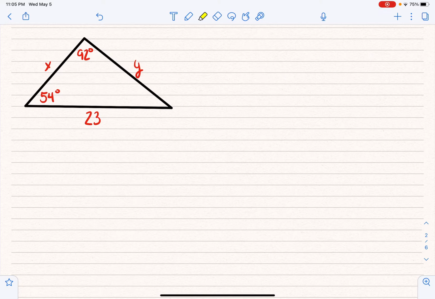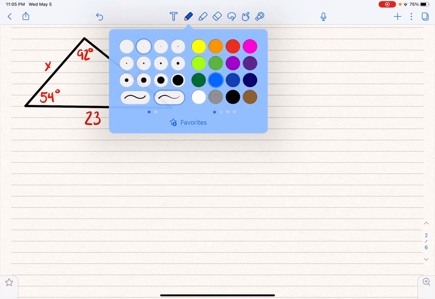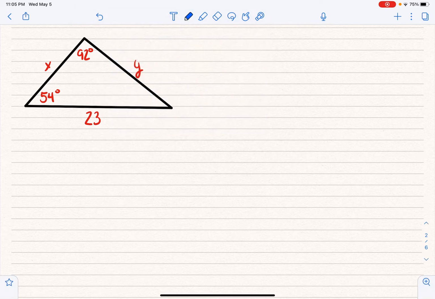Okay, hopefully you have it right now. I'm going to move through it real quickly because I think that you guys probably understand this real well. 54 plus 92 gives me 146. When I subtract that from 180, that leaves me with 34 degrees, I believe. Let's see, 3, 5, 8. Yep.